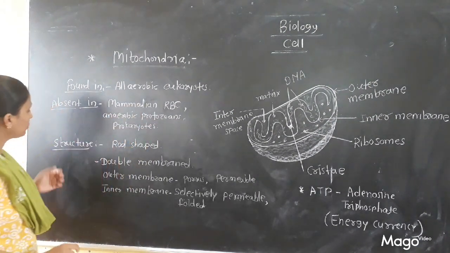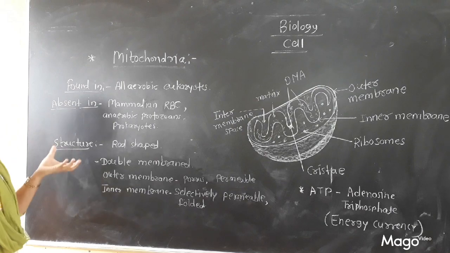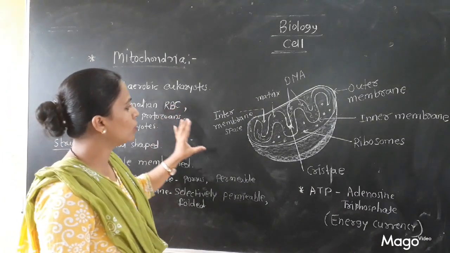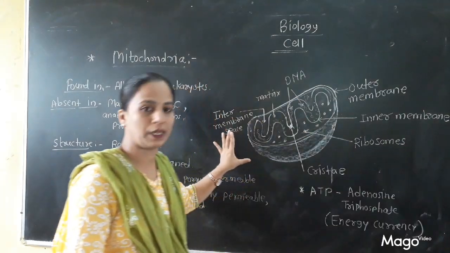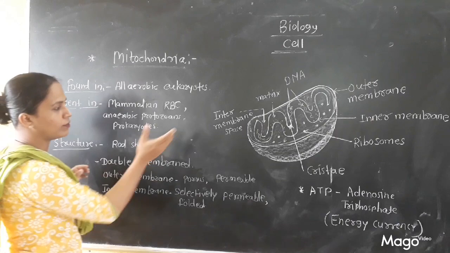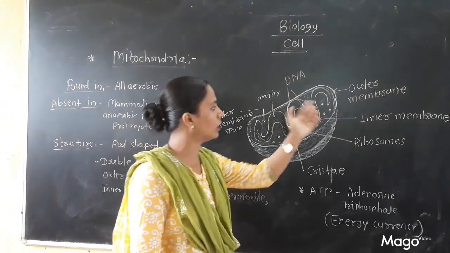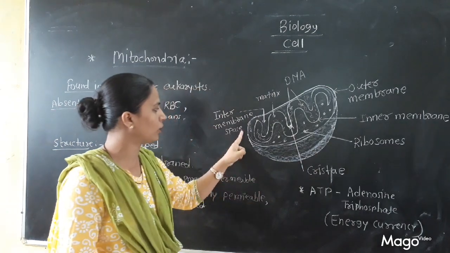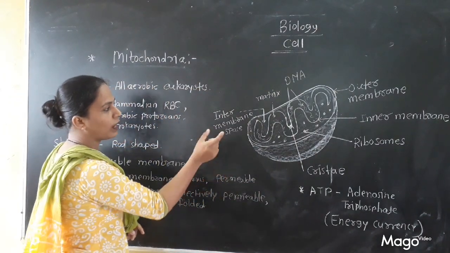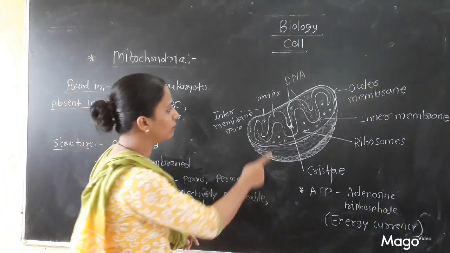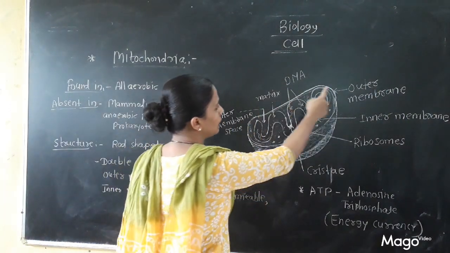Remember these things. Then what is the structure of mitochondria, how does it look? Mitochondria look like a rod shape, a spherical rod-shaped structure, and when we take a section, the structure is like this. You can see here the structure of mitochondria. It is rod shaped, and it has a double membrane. Why double membrane? You can see in the diagram.